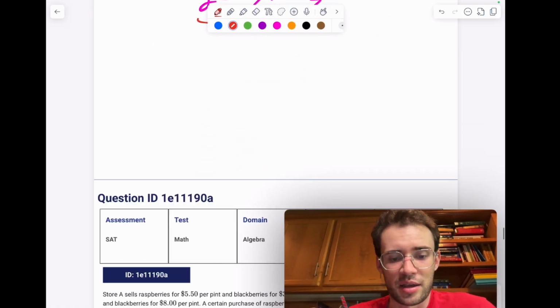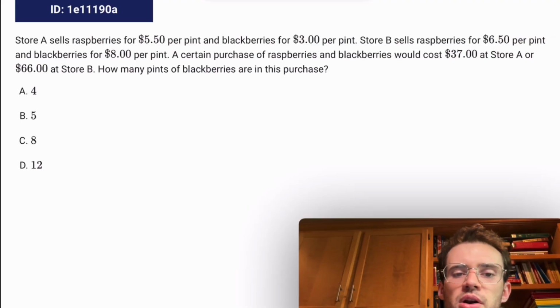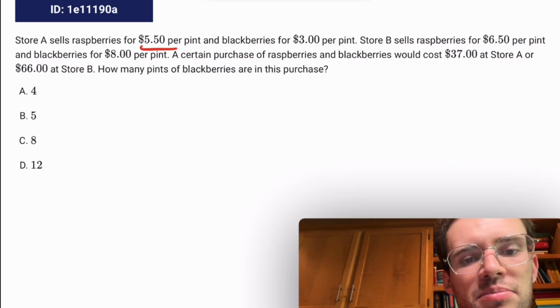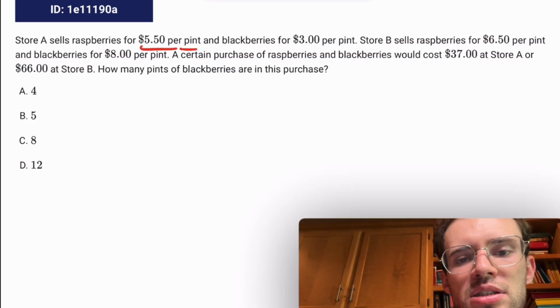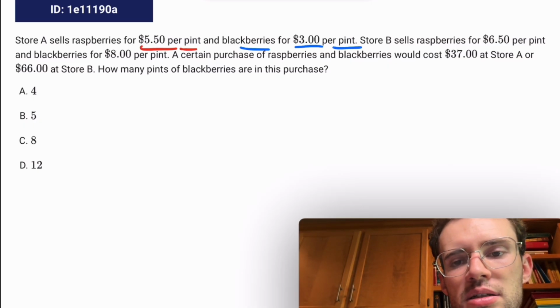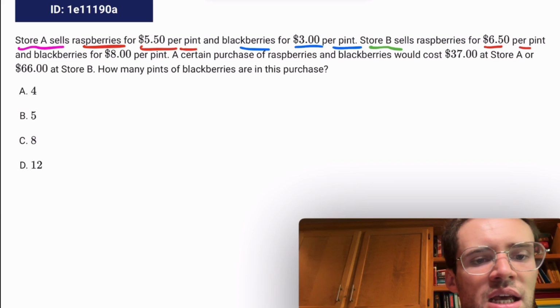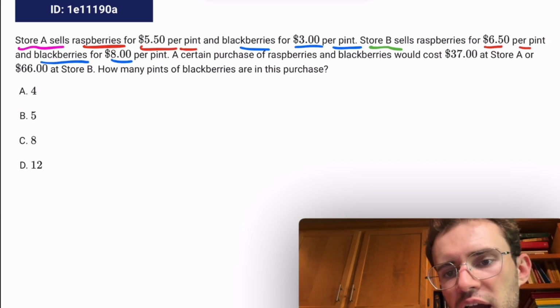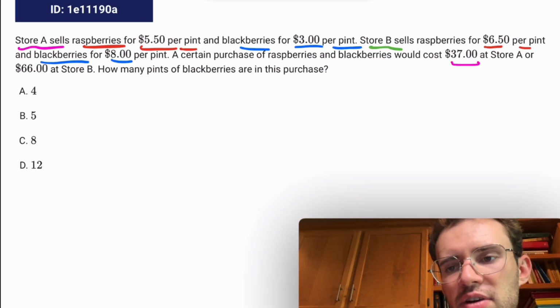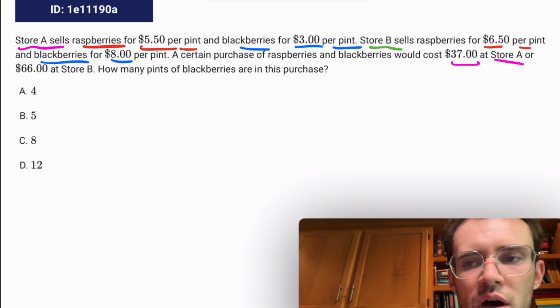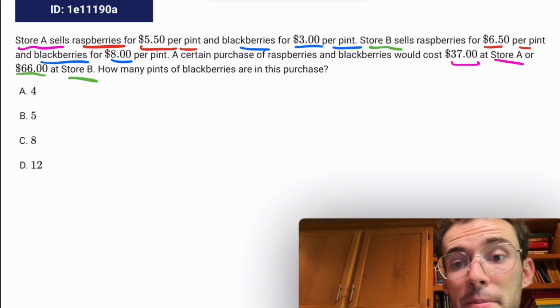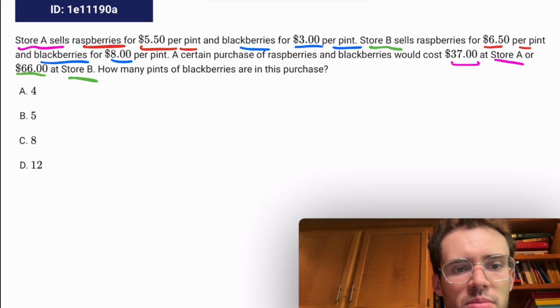But here we're lucky. Store A sells raspberries for $5.50 per pint and blackberries for $3 per pint. Store B sells raspberries for $6.50 per pint and blackberries for $8 per pint. A certain purchase of raspberries and blackberries would cost $37 at store A, and it would cost $66 at store B. How many pints of blackberries are in this purchase?